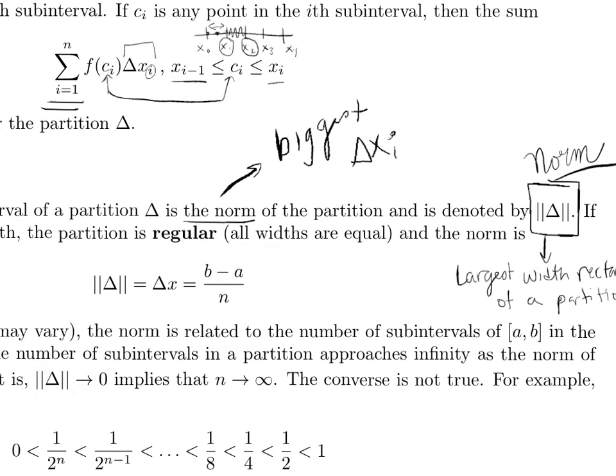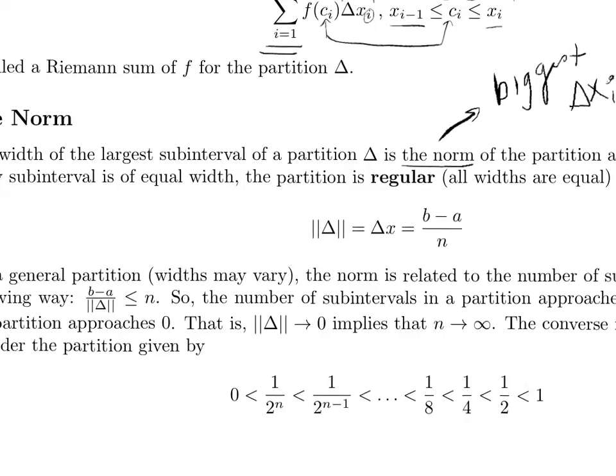Because if you think about it, you could have a partition where you have one really big rectangle and then lots of other small ones, and you can keep making the small ones smaller. If that big one's still big, then your approximation isn't getting a whole lot better. We'll show an example that shows that. So norm's going to be important here.